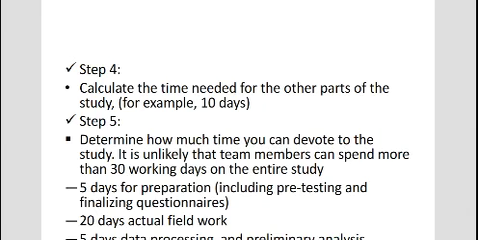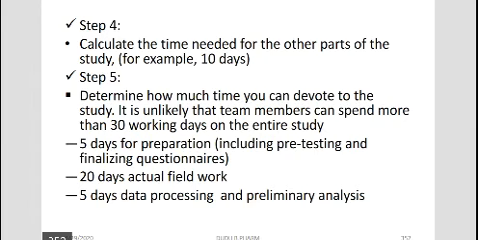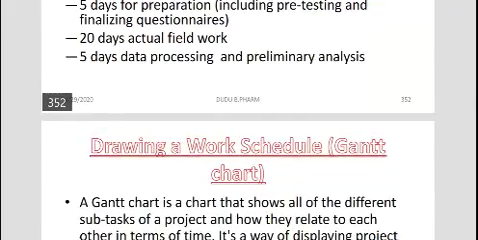Step 5, determine how much time you can devote to the study. It is unlikely that team members can spend more than 30 working days on the entire study. So, 5 days for preparation, including pre-testing and finalizing questionnaires, 20 days actual field work, and 5 days data processing and preliminary analysis. So almost everything is done.